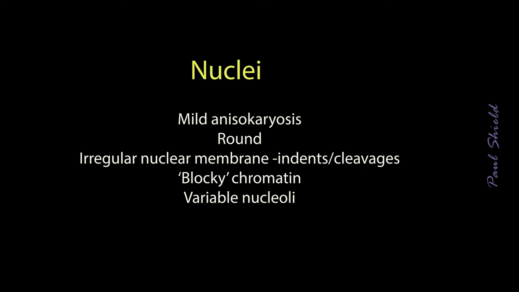Nuclei comparatively have little variation in size and shape, certainly compared to high-grade carcinomas and usually to neuroendocrine carcinomas. They usually maintain a fairly round appearance, at least on low power. Often when you go into high power you can see there's quite a lot of irregularity to the nuclear membranes, with indents and cleavages and sometimes little projections around the nuclear membrane. Chromatin is varied, but sometimes you get what people describe as a kind of blocky chromatin, which I have trouble describing, but you'll see it in a moment. And nucleoli vary quite a lot, so sometimes it won't be apparent, sometimes there'll be multiple nucleoli present.